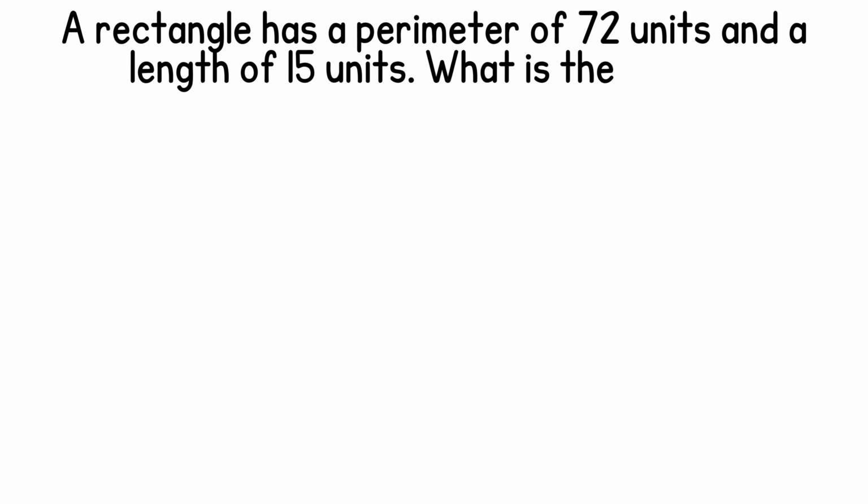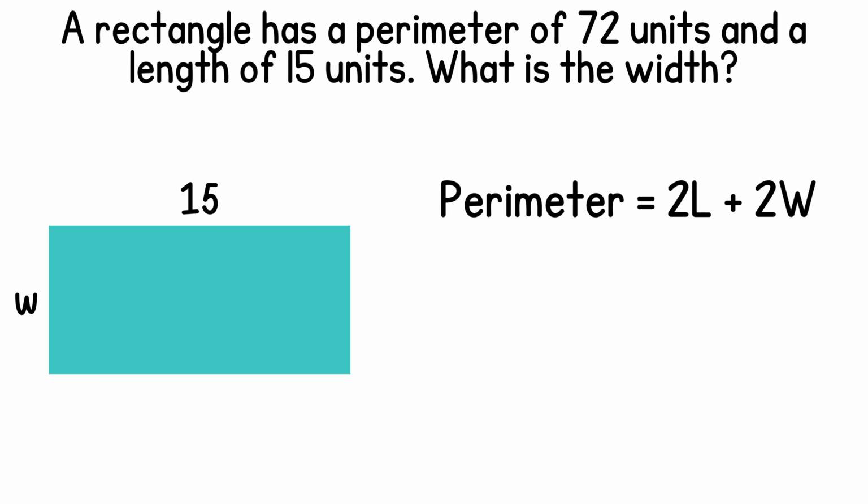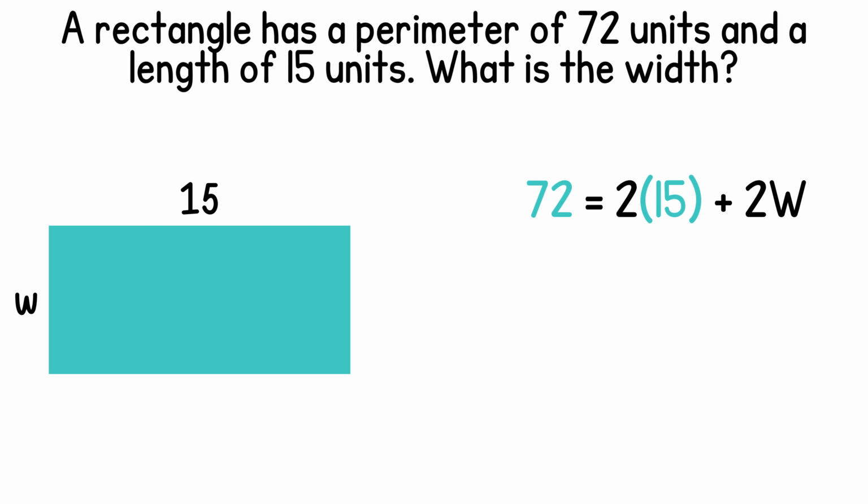A rectangle has a perimeter of 72 units and a length of 15 units. What is the width? So we know we have a rectangle with a length of 15, but we don't know the width, so we'll just leave this W for now. And we know that we can find the perimeter of a rectangle by adding twice its length and twice its width. Since we know that the length is 15, we can replace L with 15 in our problem. The example told us that the perimeter of the rectangle would be 72 units. So we can replace the perimeter with 72, and now we have an equation that only has one variable, so we can solve for W.